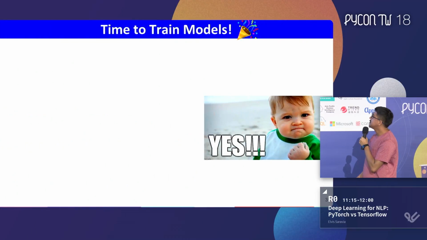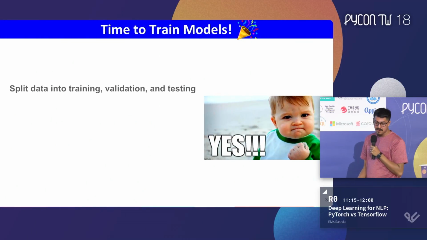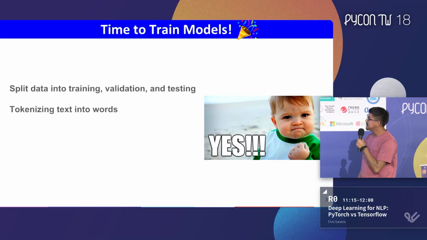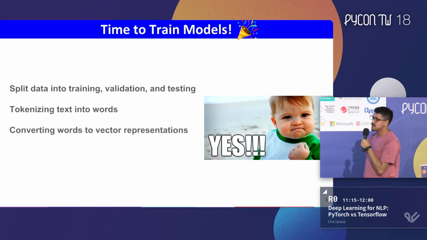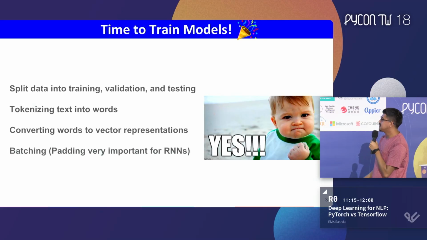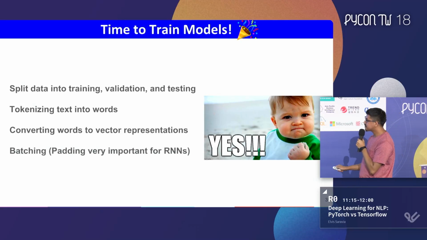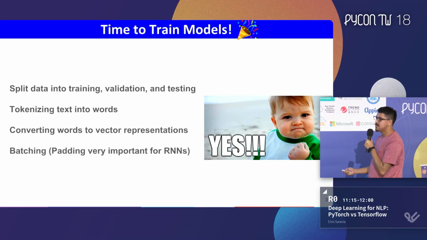So it's time to train the models. Now, there are very important steps that we need to take. We want to split the data into training, validation, and testing. Then we tokenize the text into words, and then we convert words to vector representations. Again, we have that already. We store those, and we have everything we need already. The last step is just doing batching. And then we train.